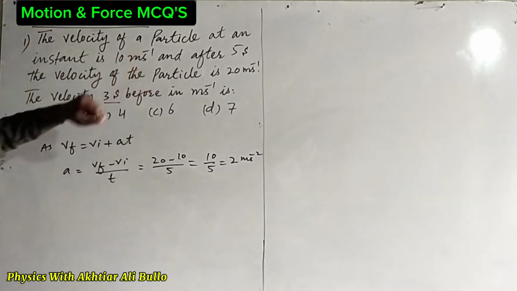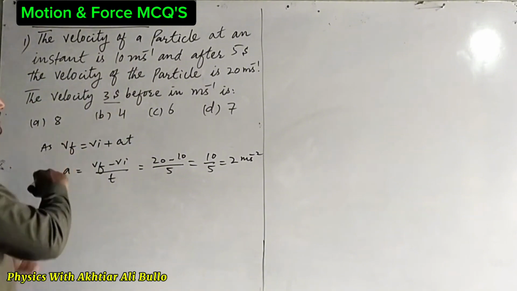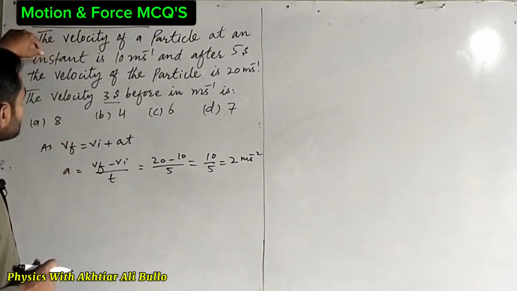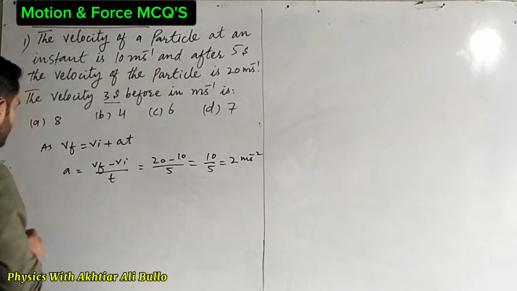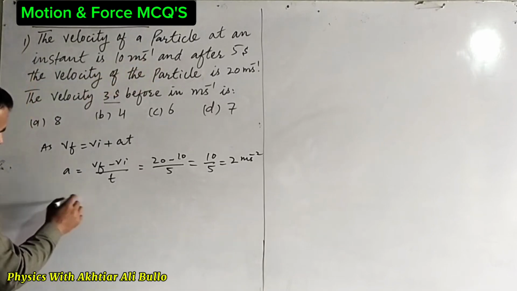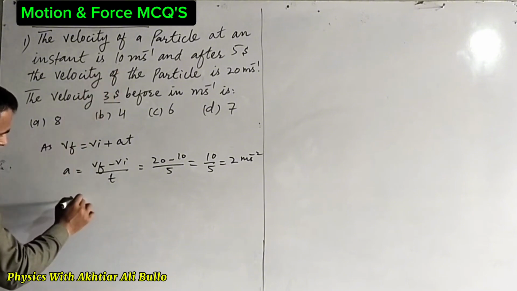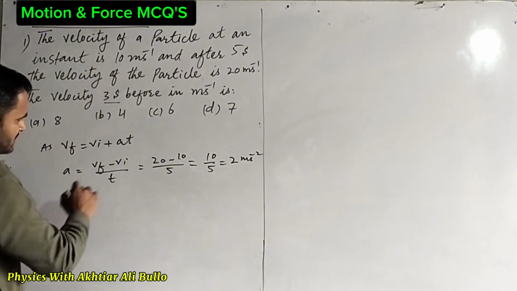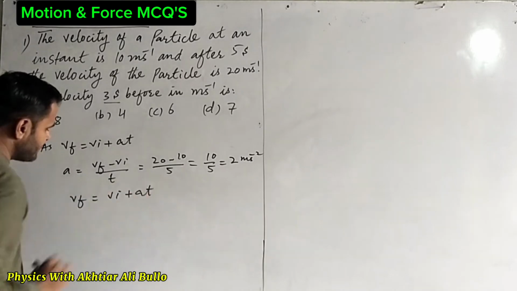Now we have to calculate the velocity 3 seconds before, means initial velocity. So with respect to initial velocity, the final velocity we have is 10 meter per second. So we will use the formula to calculate the initial velocity as Vf is equal to Vi plus At.